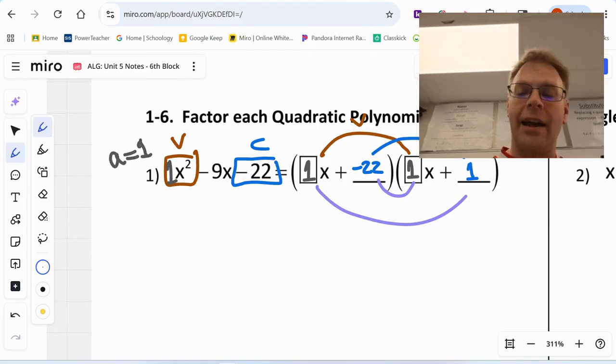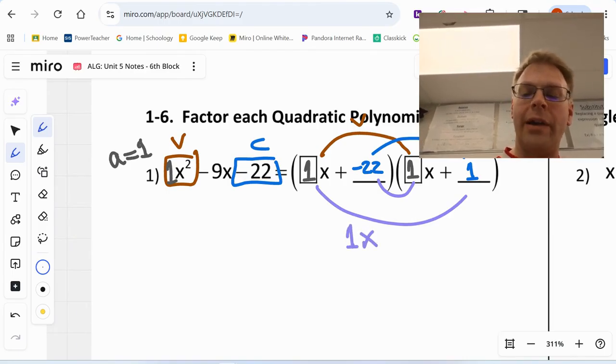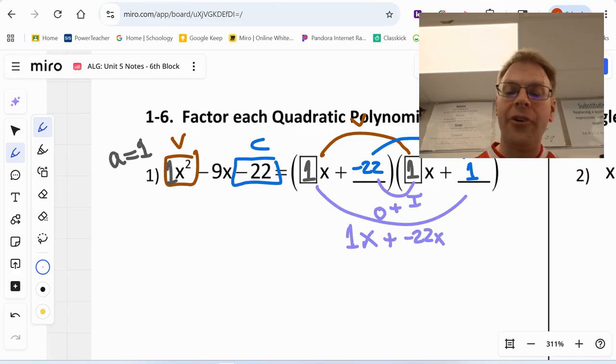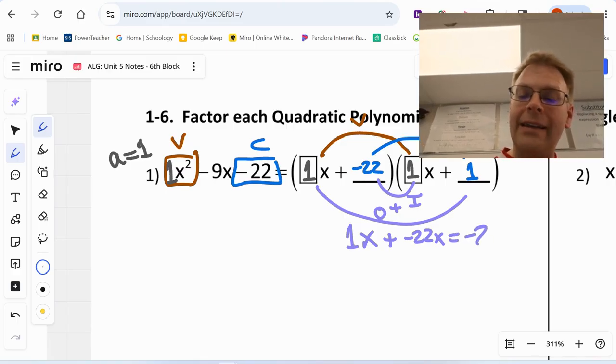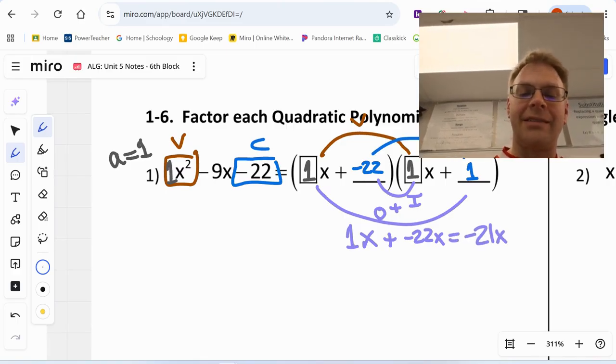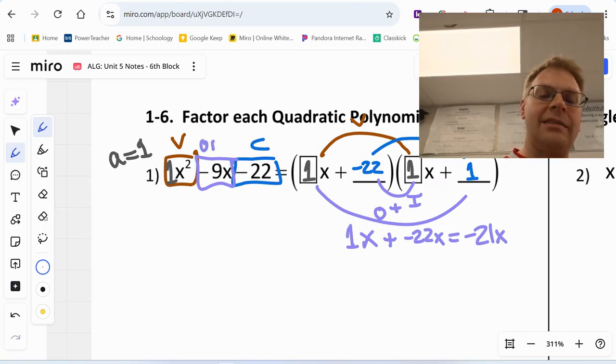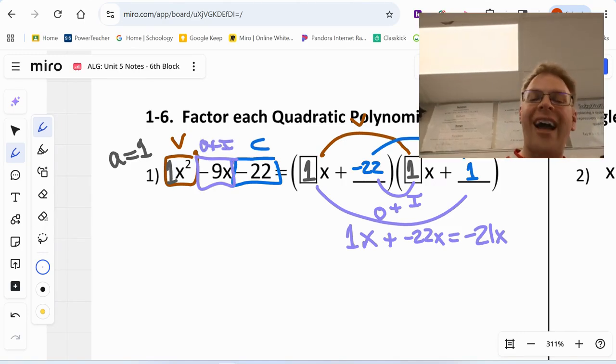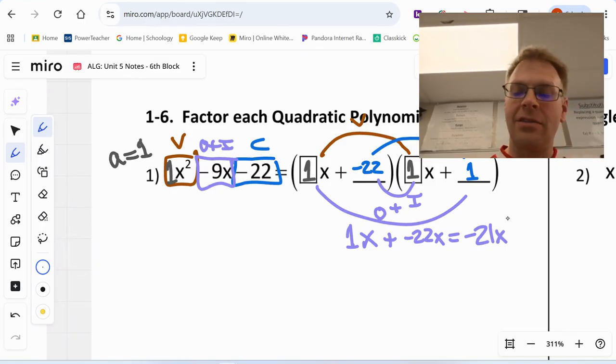So 1x times 1 gives me 1x. Negative 22, so that's my outside. Negative 22 times 1 is negative 22x. That's my inside. And if we add those together, I get negative 21x. The problem, guys, is if we have the right factors, that should add to negative 9x. So here's the deal, guys. That is incorrect. That is not the right factors.